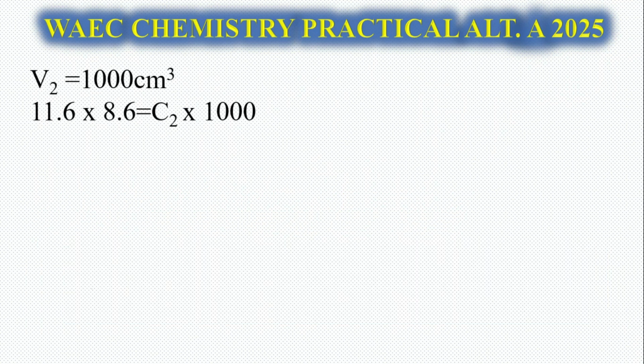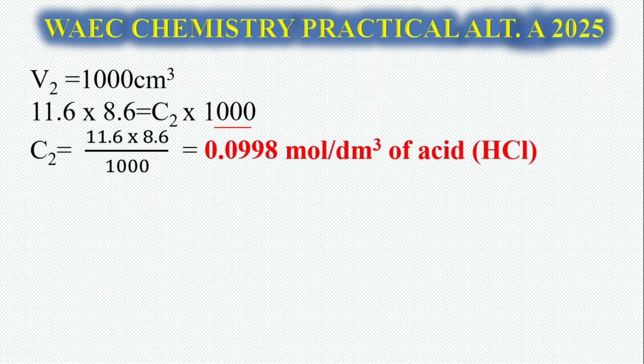Quickly, let's dive into the calculation. Let's substitute accordingly: 11.6 multiplied by 8.6 equals C2 multiplied by 1000. Can you see that there? All right. So when we make C2 the subject of the formula, we get our final answer to be 0.0998 mol per dm³ of the acid.